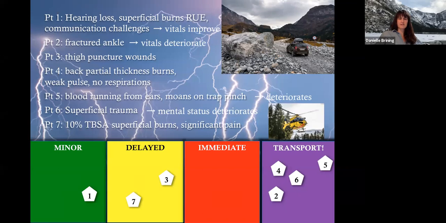Remember that 10% total body surface area is a high risk. It classifies as high risk for those criteria. So they sent 7 first, and then 3, and then our 1 are walking wounded. And you got everyone home or to the hospital. Good job. Any questions on that?